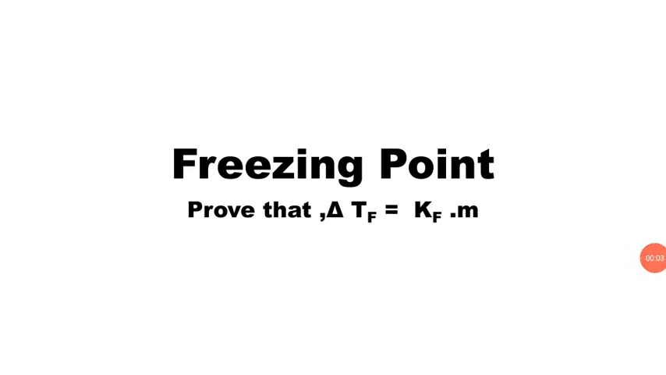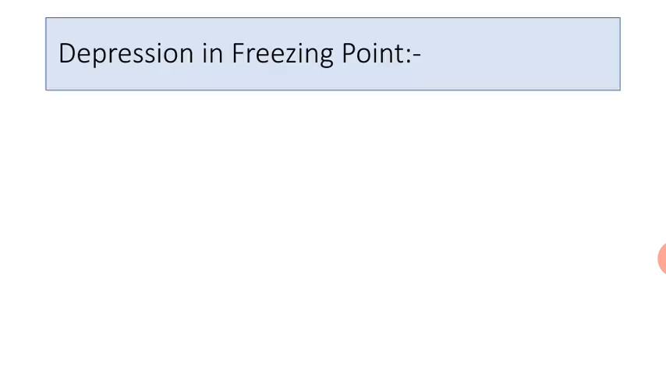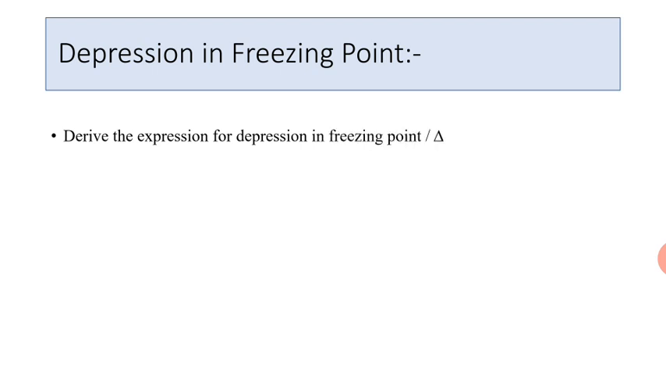So student, in our previous lecture we started freezing point, and again the derivation for depression in freezing point. So prove that delta Tf is equal to Kf into m. That is depression in freezing point. Derive the expression for depression in freezing point, that is delta Tf is equal to Kf into m.